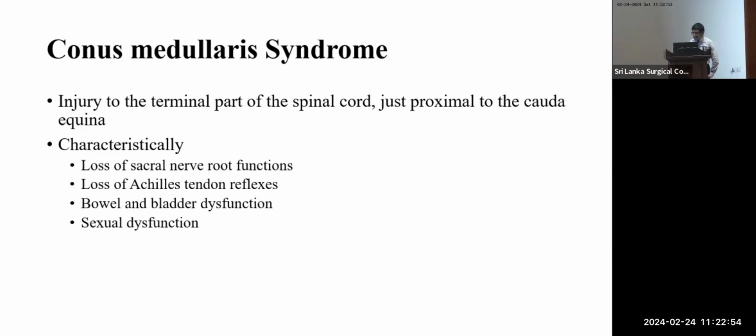Then there is something called conus medullaris syndrome. We all know the spinal cord ends as cauda equina. The part just before the cauda equina is called conus medullaris because of its shape. So this is a terminal part of the spinal cord, just proximal to the cauda equina. Characteristically, because this contains the sacral segments, there will be a loss of sacral nerve root functions. So Achilles tendon reflex will be absent or diminished, and there may be bladder and bowel impairment together with sexual dysfunction.